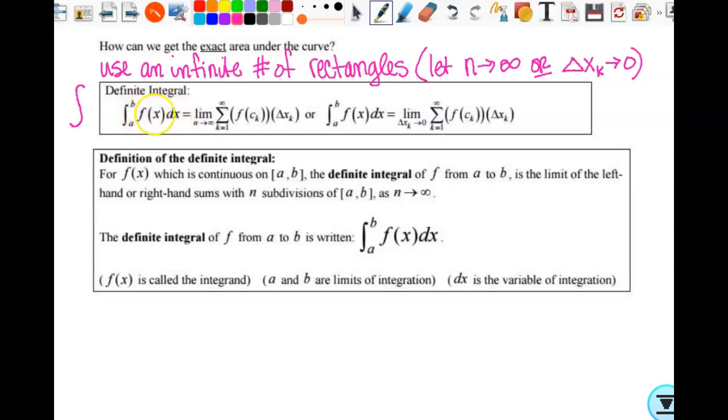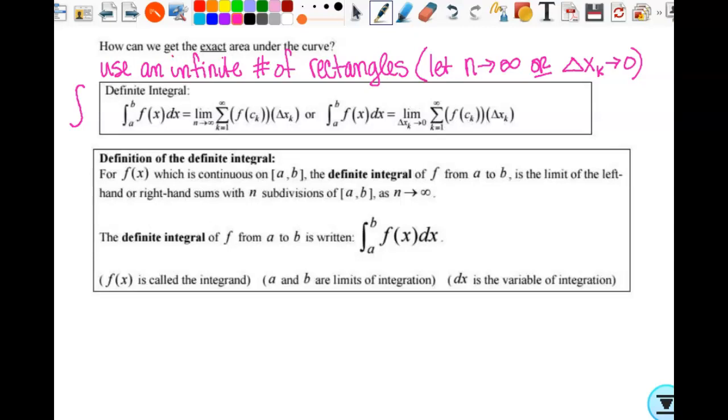Dx means we had something and we took the derivative of it, right? Doesn't that come from your derivatives? That's equal to the limit of the sum, like we just talked about, where n approaches infinity. Or, same thing, we take the limit as delta x sub k approaches 0. They're the same things either way. So it's still all tied to the limits. We're not done with limits. Limits is tied to like everything. So that's your definite integral.